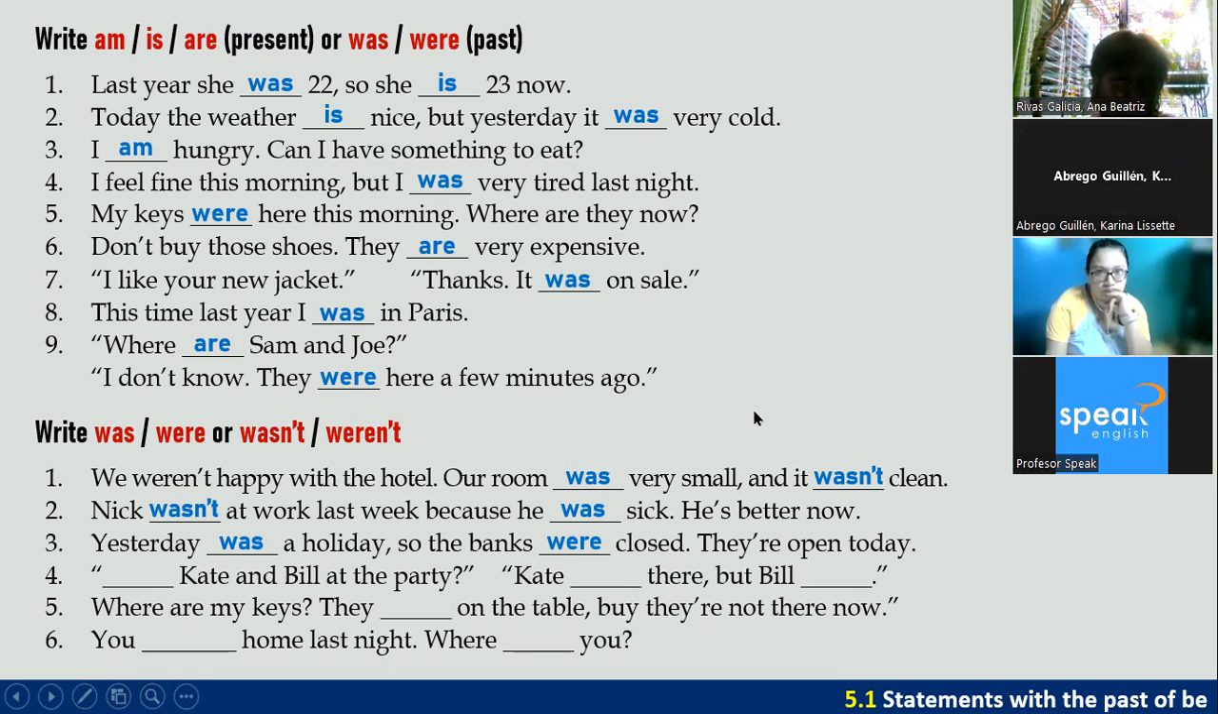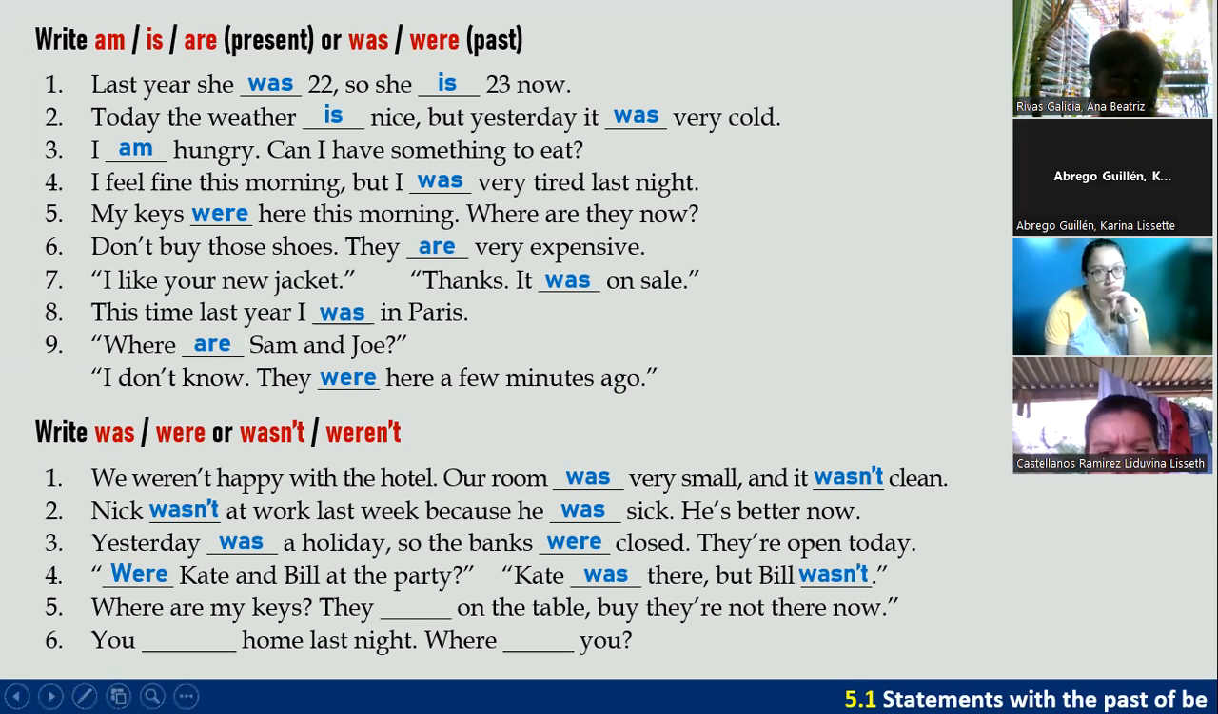Was Kate and Bill at the party? Kate wasn't there, but Bill, no, Kate was there, mm-hmm, but Bill wasn't. Wasn't, very good. Thank you, Ana Beatriz. Karina?